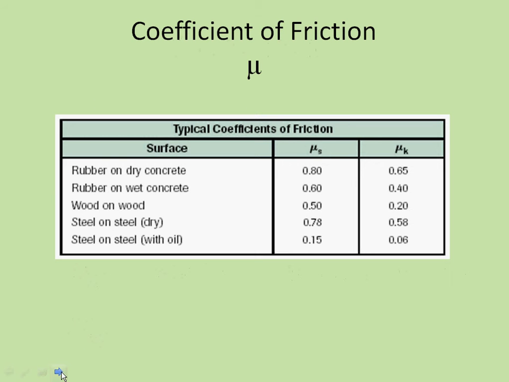So coefficient of friction, here's just a few values that I took from a table in the Glencoe book. When it's static, think about trying to push a car on dry concrete. You have a static friction of 0.8. Once it's rolling, it's 0.65. Once the concrete's wet, look at how much it changes. And there's a couple of others which we'll use.